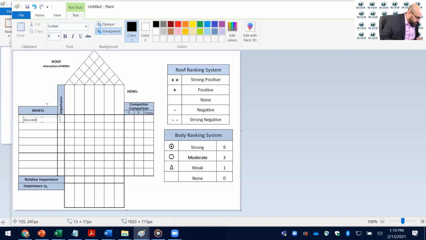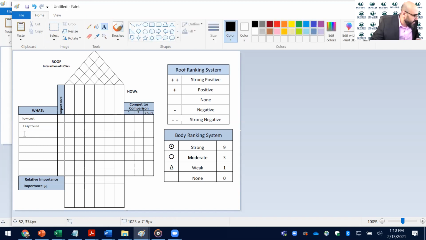And number two, I want it to be easy to use. So I'm going to type easy to use. That's the second item that I need from my customer. So easy to use, low cost, and I came up with durability. And again, this is coming from your customer. This is when you meet with a customer, you want to ask them what they want.